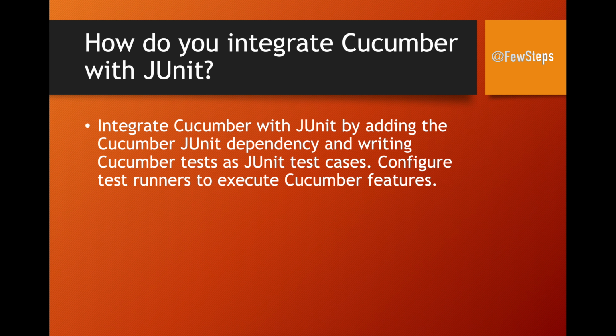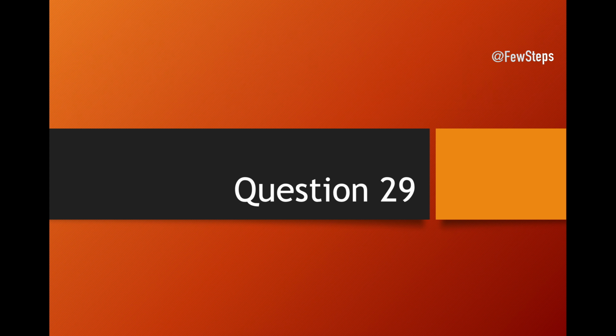Question 28. How do you integrate Cucumber with JUnit? Integrate Cucumber with JUnit by adding the Cucumber JUnit dependency and writing Cucumber tests as JUnit test cases. Configure test runners to execute Cucumber features.